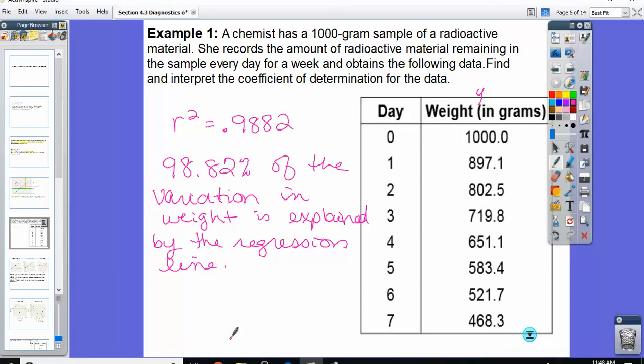So the higher your R value, the better it is. A low R value or R squared value tells us that your line doesn't explain very much, so we have a lot of other factors going on. So it's not as good of a fit.